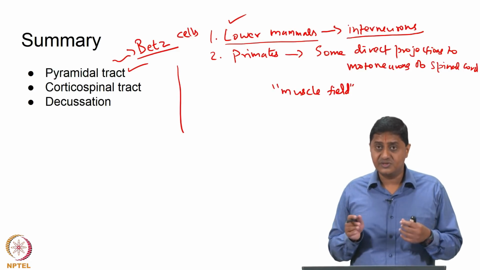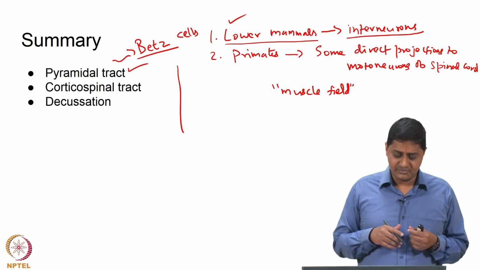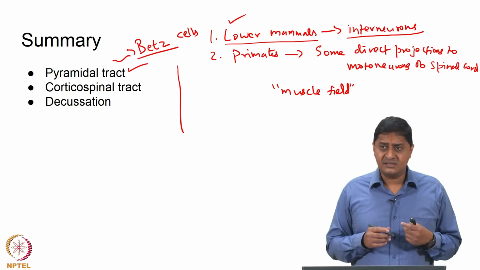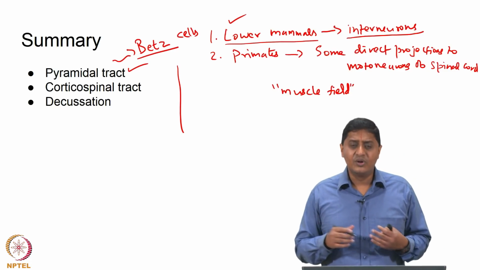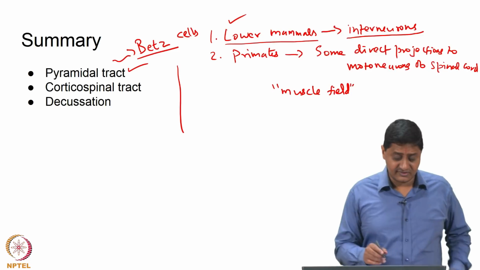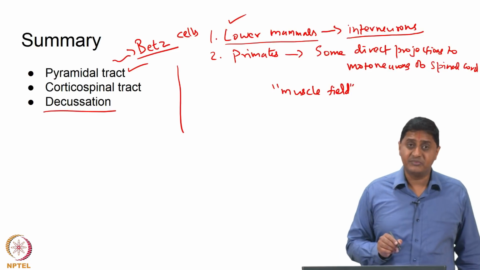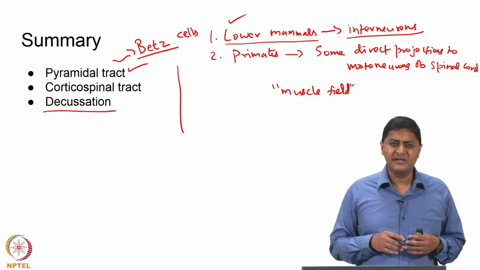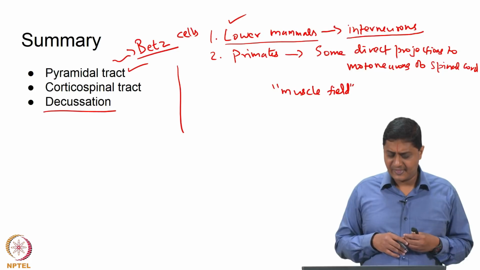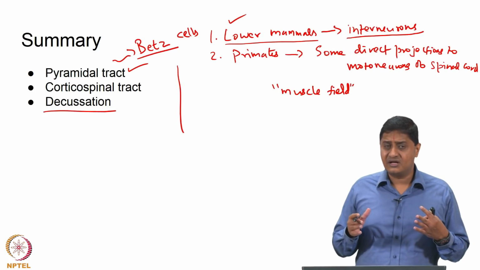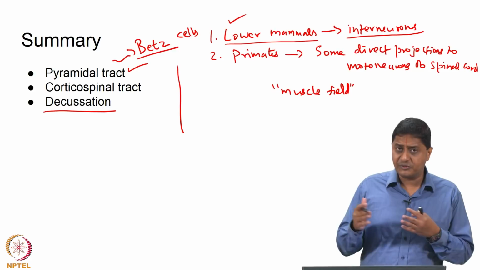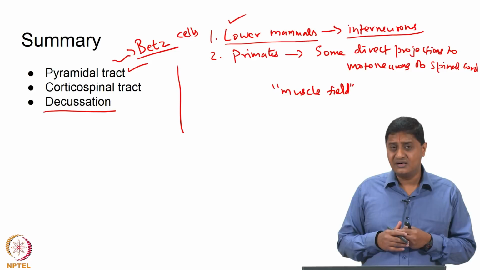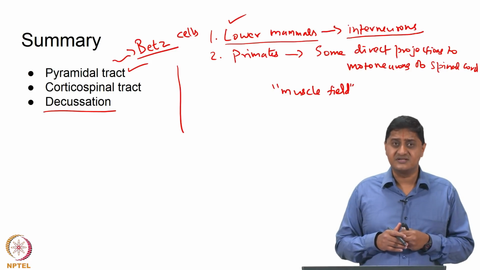So, the cortex projects onto two areas, the spinal cord and the brainstem. These are called the corticospinal tract and the corticobulbar tract. The pyramidal tract crosses over below the level of the medullary pyramids. This is called decussation. About 80% of the neurons cross over to the other side, and about 10% of them project ipsilaterally. Okay. And these projections are directly projecting to the motor areas in primates and humans, and indirectly projecting to the motor areas in the lower mammals.